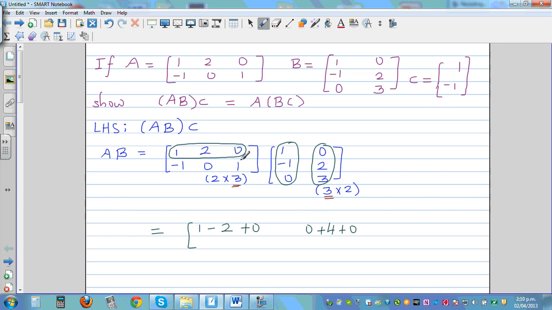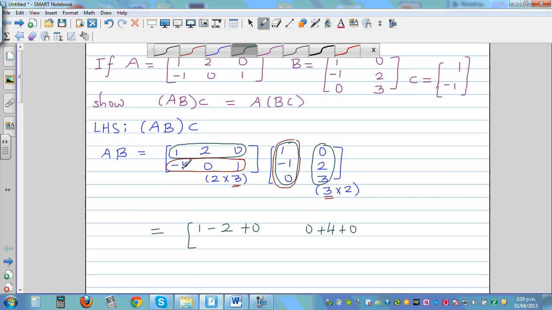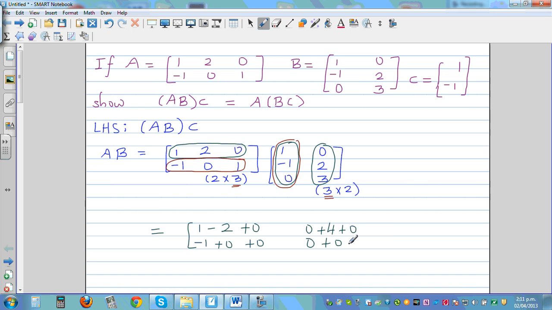Now you have to take the second column and the first row. Second column and first row will be this entry. So this would be negative 1 times 1 is negative 1, 0 times anything is 0, and 1 times 0 is 0. And the same way, now the second row and second column. So minus 1 times 0 is 0, 0 times 2 is 0, and 1 times 3 is 3.